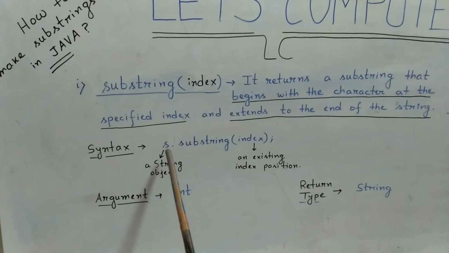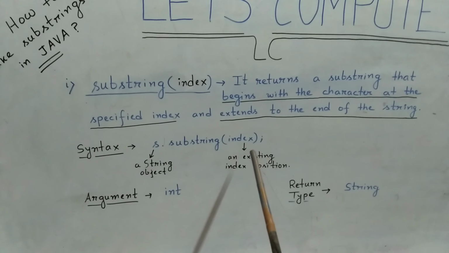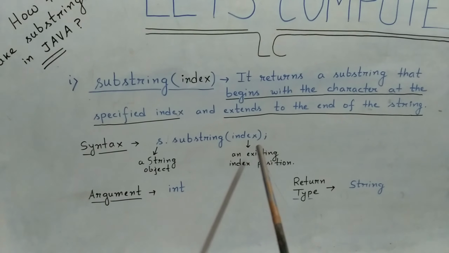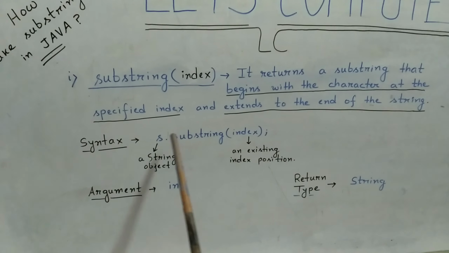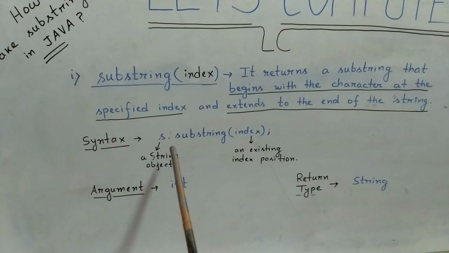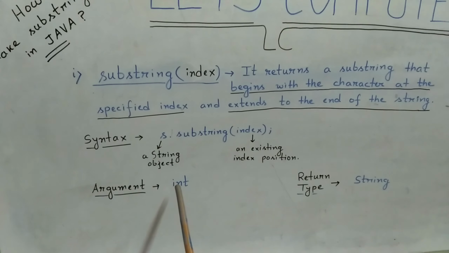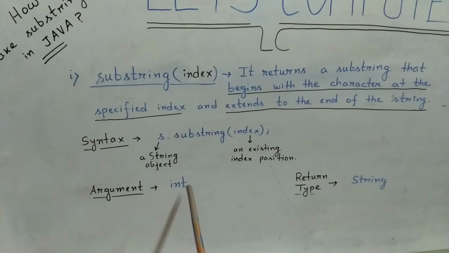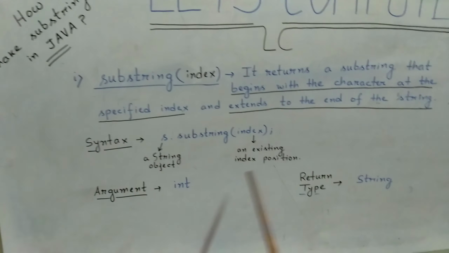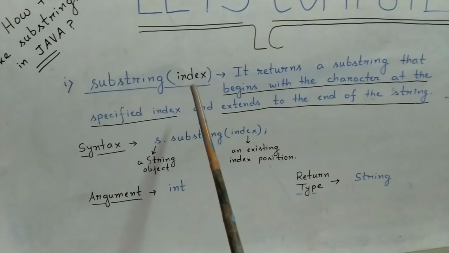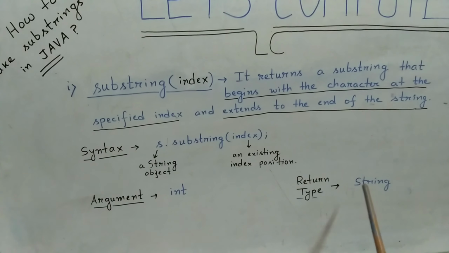Syntax would be like this: s dot substring index within parentheses. Well, index must be an existing index position within the string, and s should be an initialized string object. What would be the arguments? Integers always, because index positions of a string are always integers. Return type: the function returns the substring of a string, hence the return type becomes string.